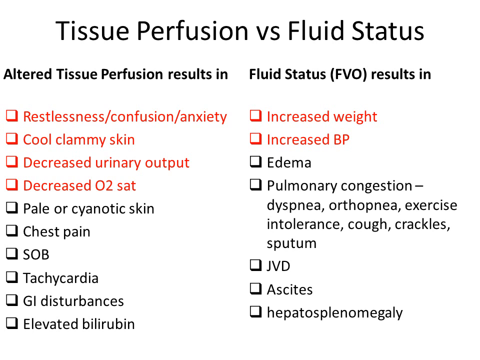When the skin is not being perfused, cool, clammy skin. When the kidney is not being perfused, decreased urinary output, less than 30 per hour. Of course, the O2 sat. Tachycardia may even be an early sign, to try to increase circulating volume. But cool, pale and cyanotic skin, chest pain, maybe shortness of breath, GI disturbances, elevated bilirubin, these are all signs of decreased tissue perfusion.